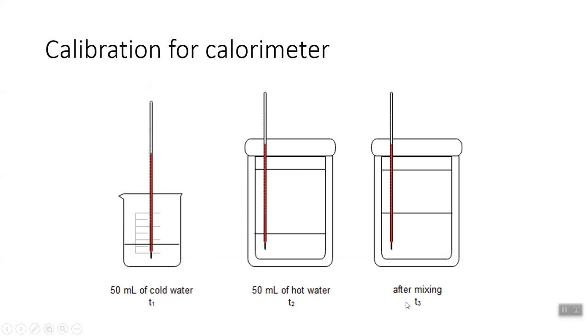The procedure is as follows. First, we obtain 50 ml of cold water. Measure the temperature T1. We place hot water into the calorimeter. Measure the temperature T2, and then pour the cold water into the calorimeter. So the heat transfer will occur, and we measure the final temperature. By measuring the temperature, we can obtain the heat capacity of the calorimeter, or the calorimeter constant.